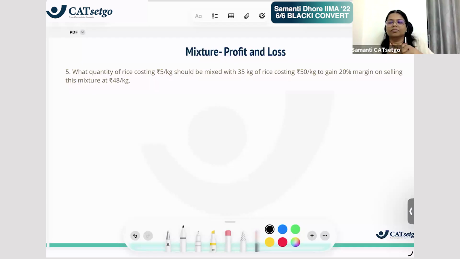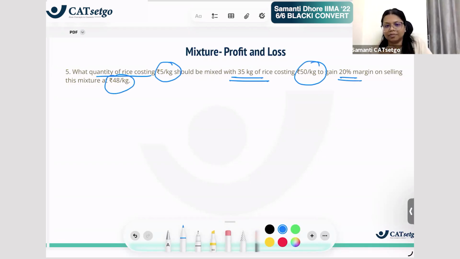Do this one. What does it say? It says, what quantity of rice costing rupees 5 per kg should be mixed with 35 kgs of rice costing rupees 50 per kg to gain 20% margin with the selling price of 48 rupees per kg. Right? So do you notice here, by the way, how many of you have started noticing that if the selling price is 48 and the margin is 20%, you can orally find the cost price to be 40?